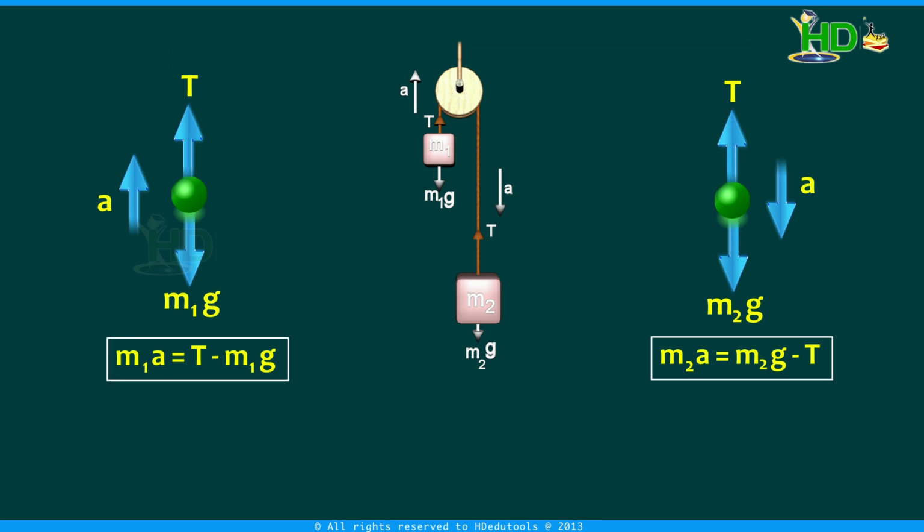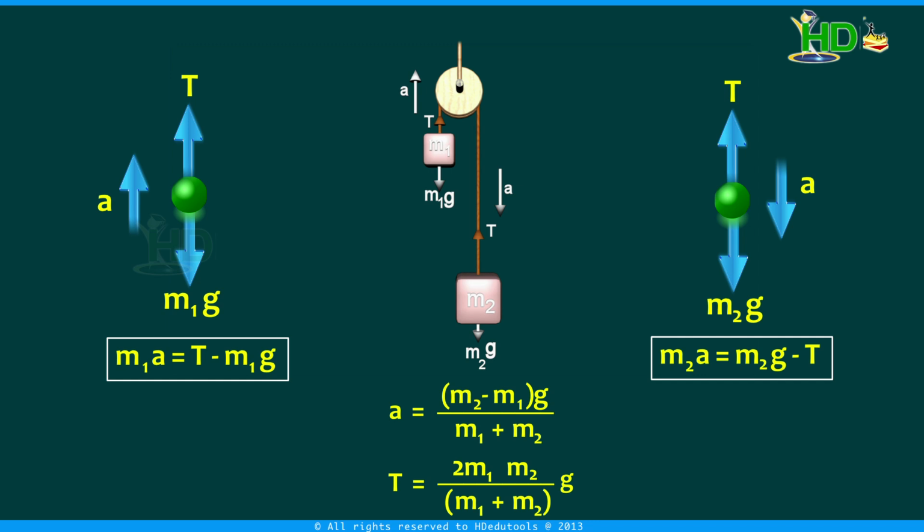On solving these two equations, we can write the expressions for acceleration and tension developed in the string. On solving equations 1 and 2, we get acceleration a equal to (m2 minus m1) into g by (m1 plus m2), and the tension T equal to 2 m1 m2 by (m1 plus m2) into g. Now in this case, the tension between the rigid support and pulley is equal to 2T. This is along this direction.